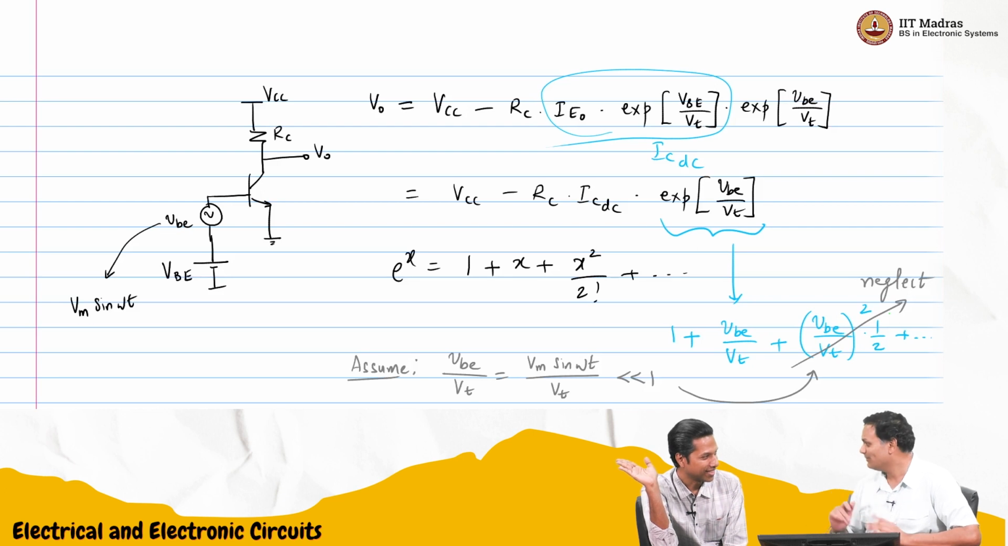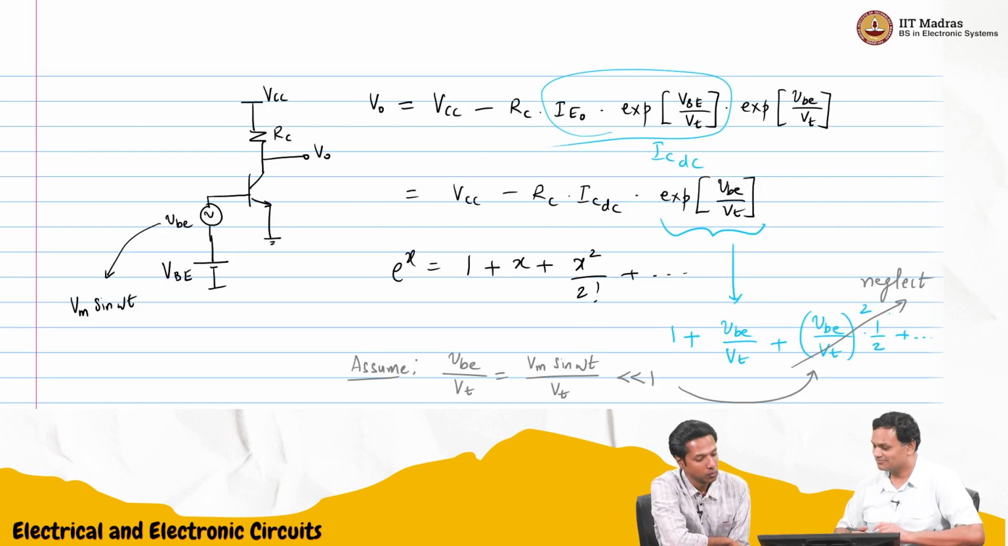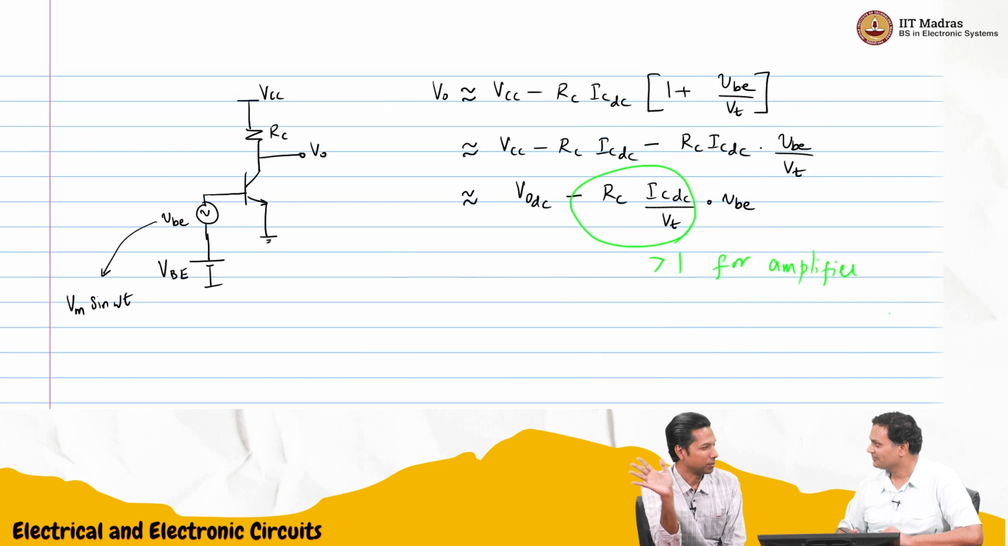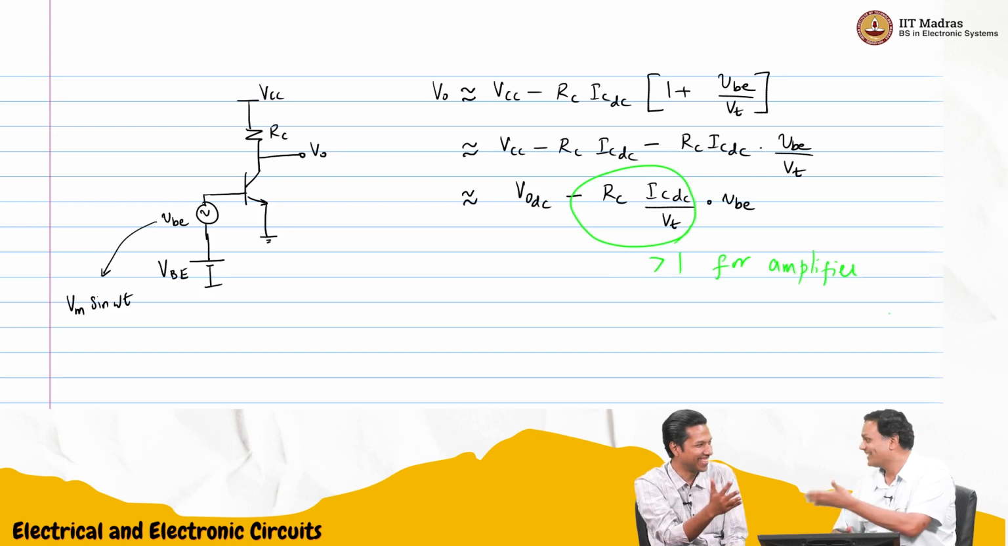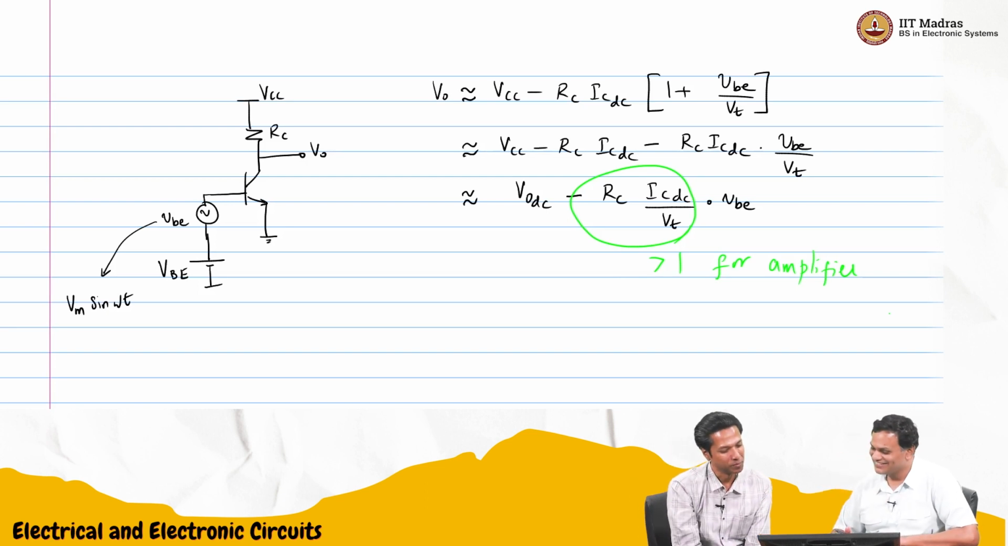Harmonics will be there. That will be a bad amplifier. You want to make one particular sound, and it makes more sound.